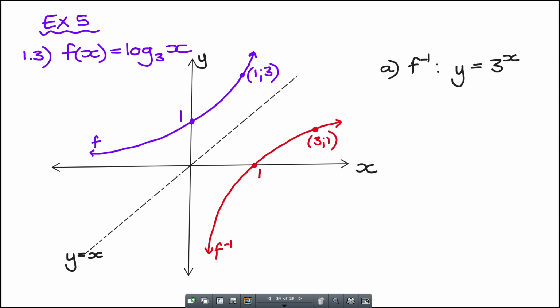Nee. Ek het hom nou verkeerd omgeskryf. Daar is f. En dis die inverse, sorry. Okay, you good?